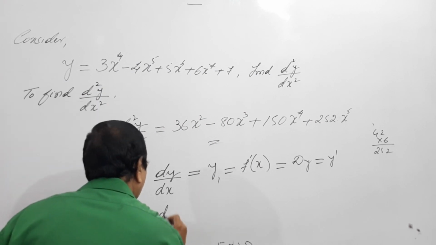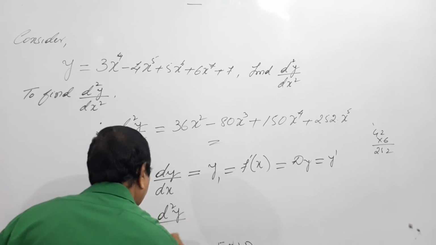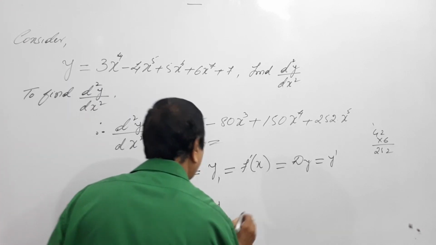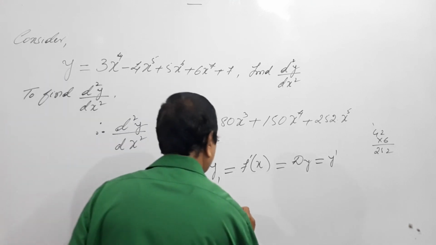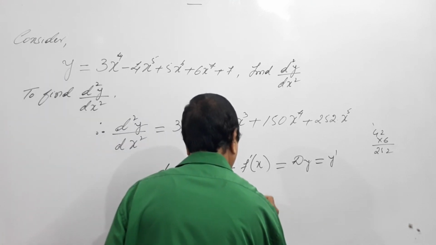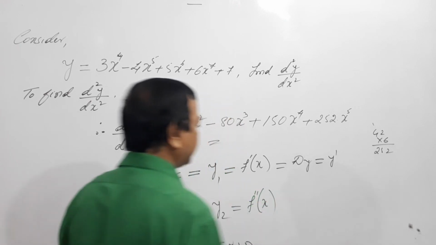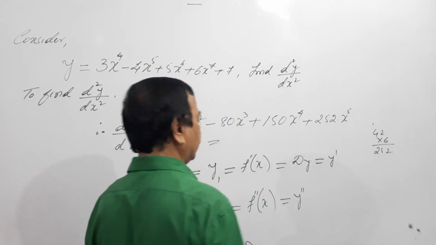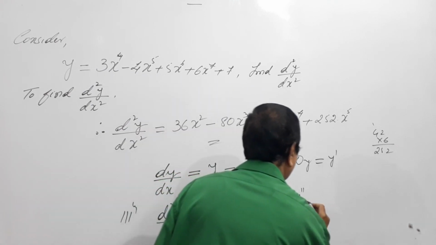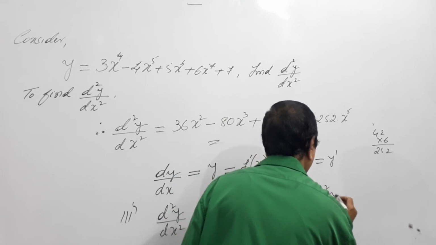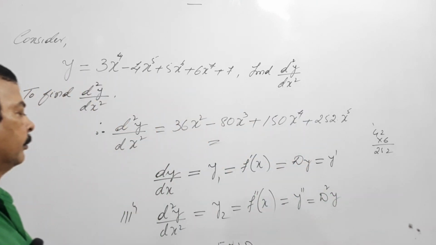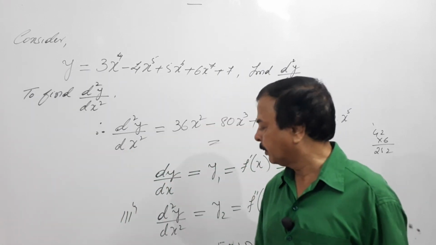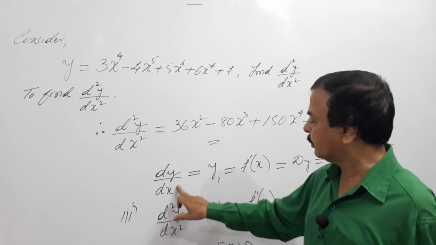Similarly, d square y by dx square can also be written as y2, can be written as f double dash x, can also be written as y double dash, can also be written as d square y. So you can follow any of these notations while doing the problem. Depending on the problem, we will use this or this.